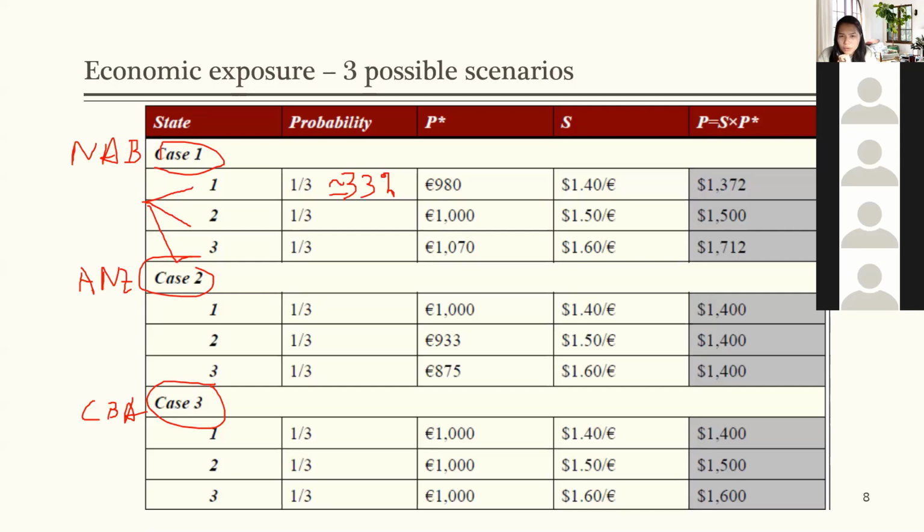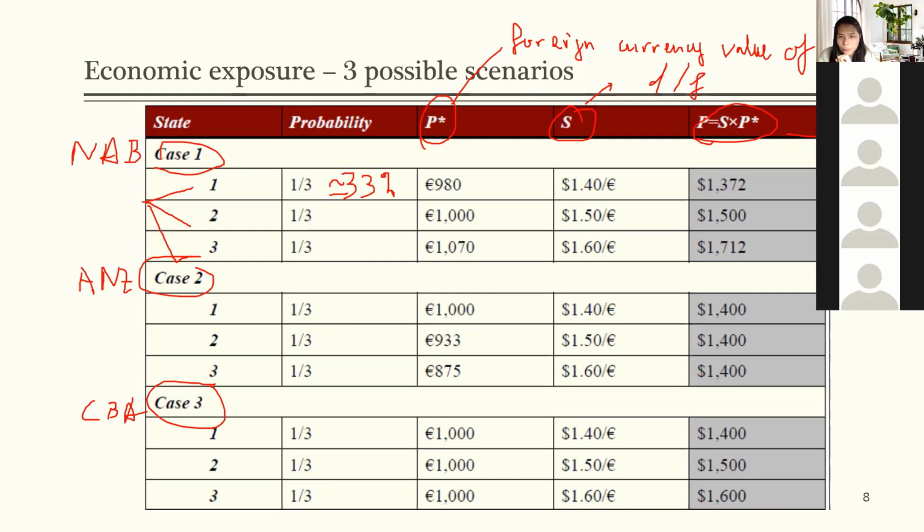Now, in the first scenario, P star here is the foreign currency value of the asset. S is the exchange rate, domestic over foreign, and P is the domestic value of the asset, okay? So as you can see, if you times S with P star, you'll get P, the domestic value, okay?